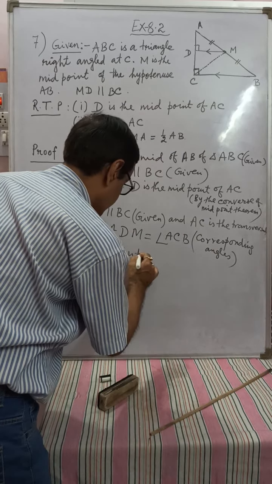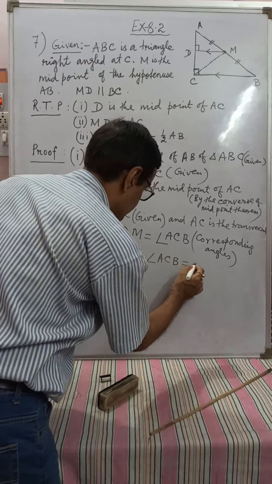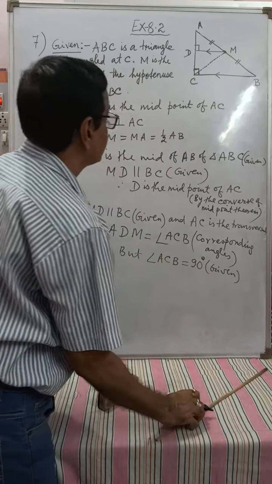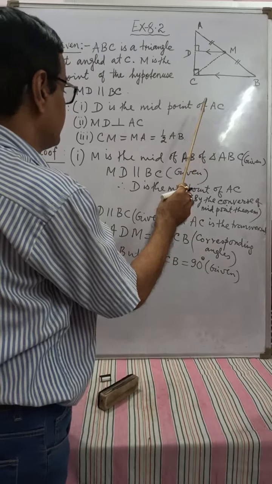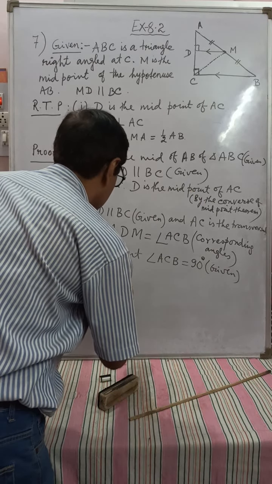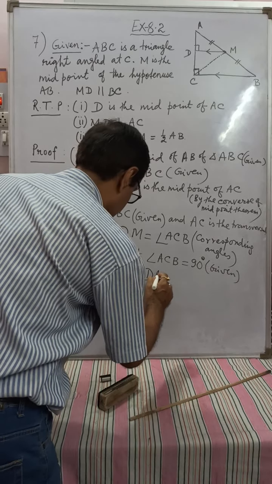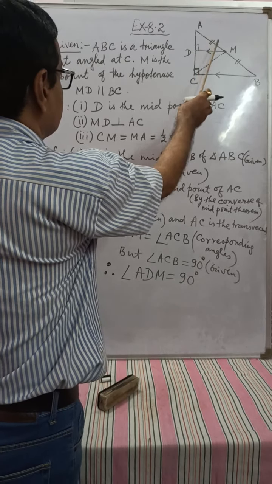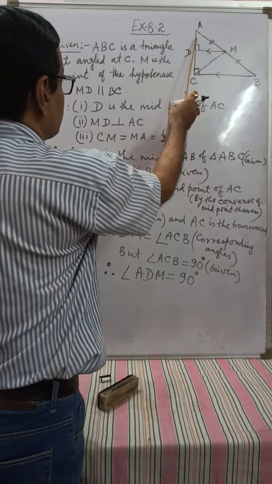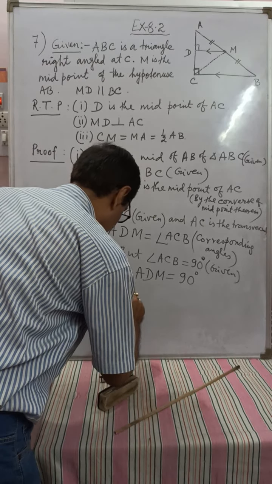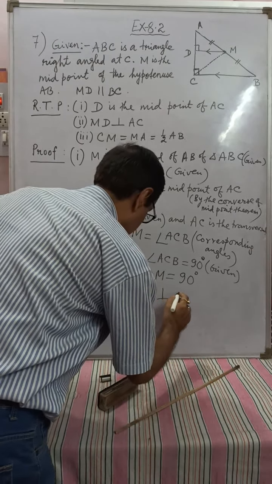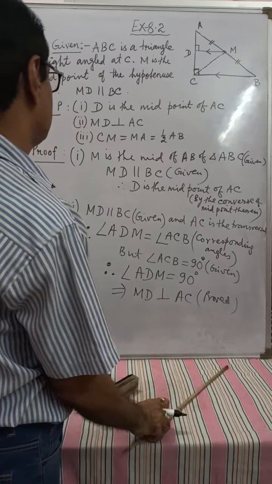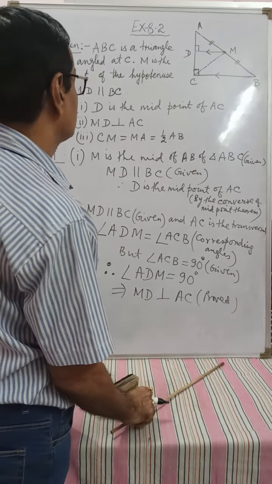But it is given in the question that angle ACB is equal to 90 degrees. Therefore angle ADM will also be equal to 90 degrees. And if it is 90 degrees, that means we can say MD is perpendicular to AC. So that implies MD is perpendicular to AC, and that is proved. So in the second part we have proved MD is perpendicular to AC.